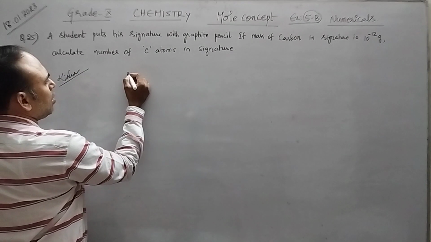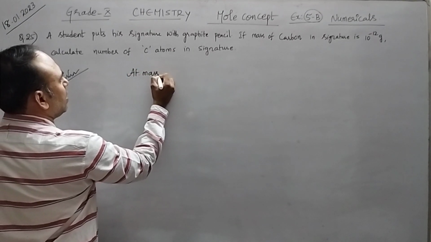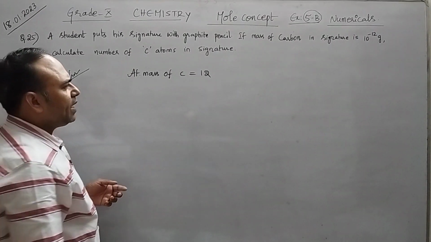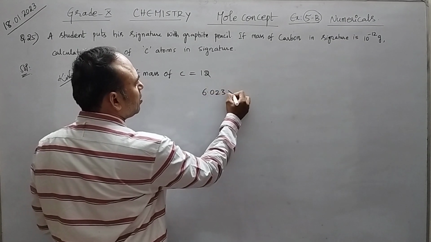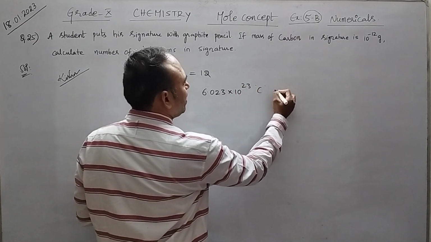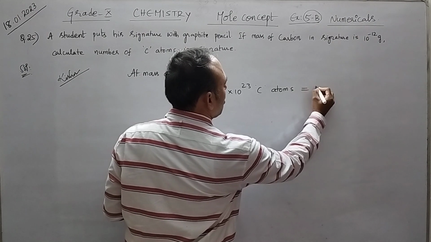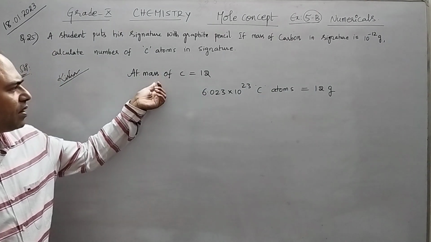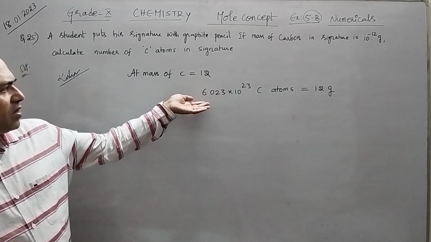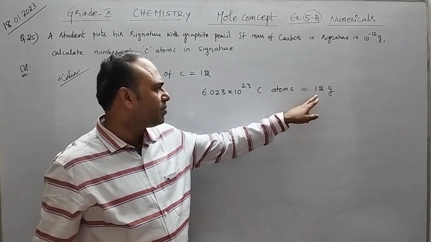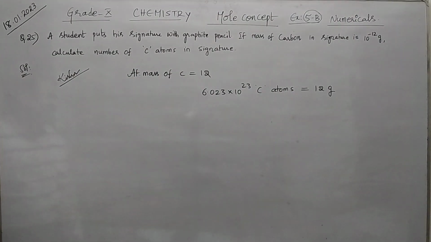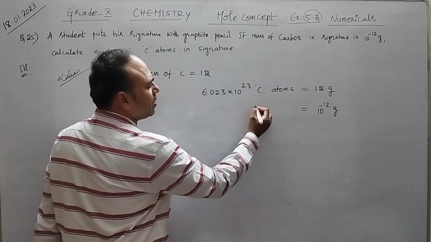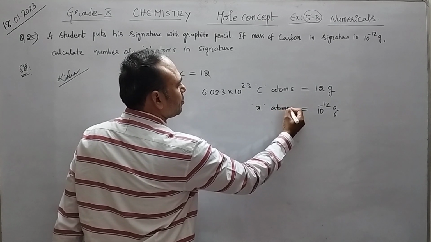First and foremost thing, you know that atomic mass of carbon is 12. So if you take Avogadro number 6.023 into 10 to the power of 23 carbon atoms, it has a mass of 12 grams. So this is understood. With the atomic mass, you know that Avogadro number, that is 6.023 into 10 power 23 carbon atoms, has mass of 12 grams. Now they said, if the mass is 10 to the power of minus 12 grams, how many carbon atoms are there? You take it as X carbon atoms.